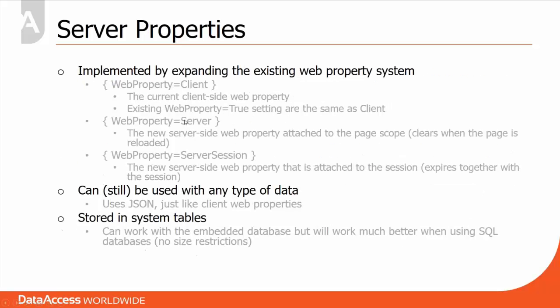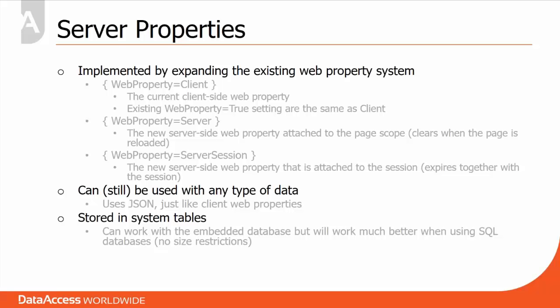How is this implemented? Web properties, in the past, you would just set web property equal true. Now there are basically three types of web properties. There's a client web property. This is basically the same as true has always been. This means that once you set it and start to use it, it goes back and forth with every call, the same thing as it's always done.